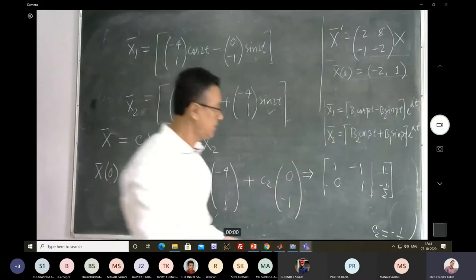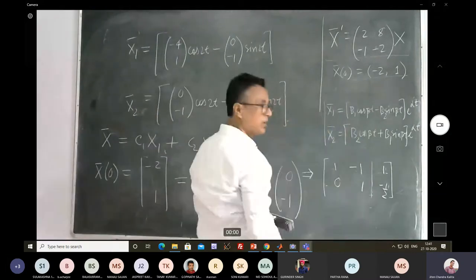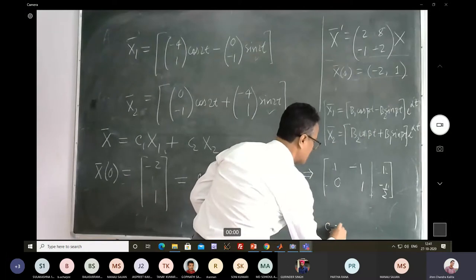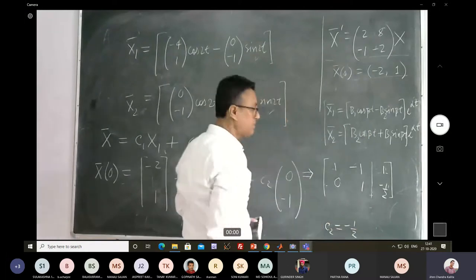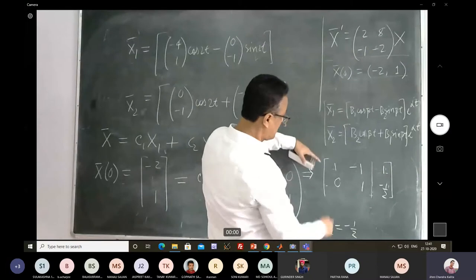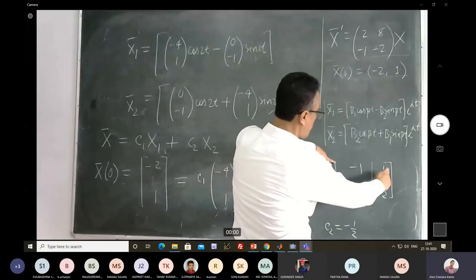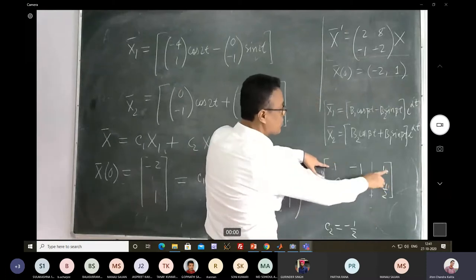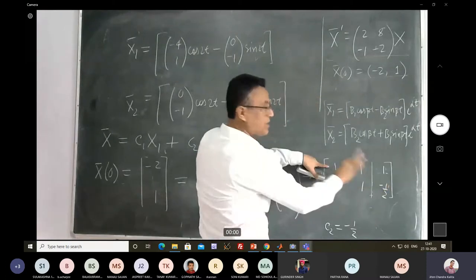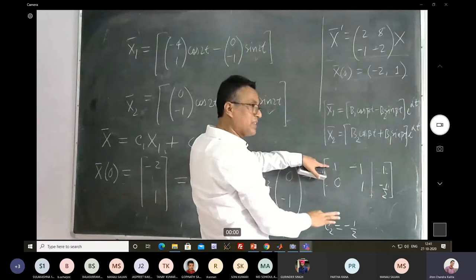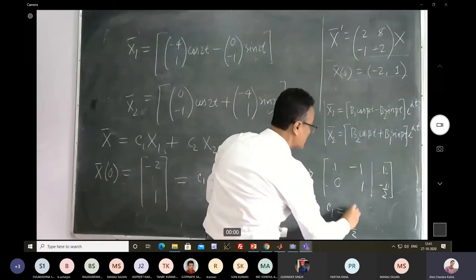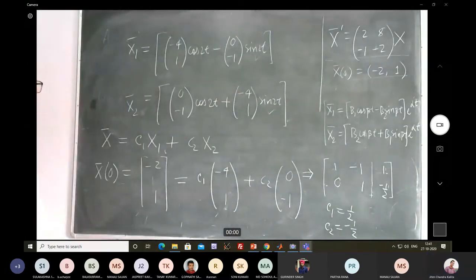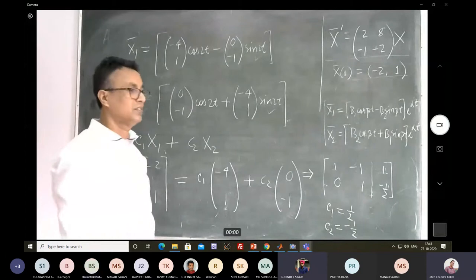So that gives you C2 equal to minus half. This part is not really visible to you, maybe I'll write here. C2 equal to minus half. And then C1 is equal to 1 plus C2, once you transpose to the right hand side. So that means 1 minus half, so C1 equals plus half. Is it okay with everybody?